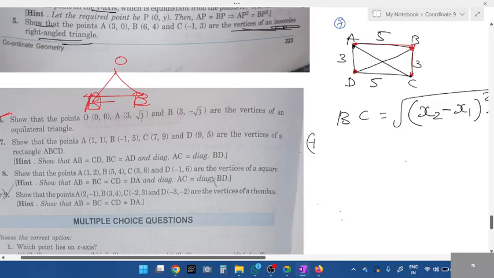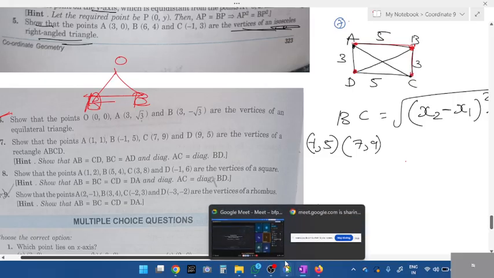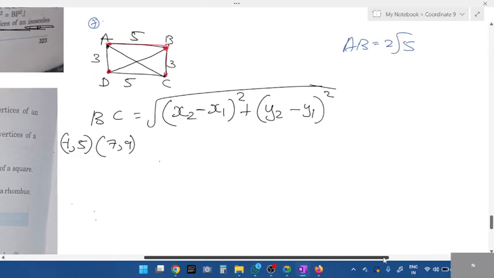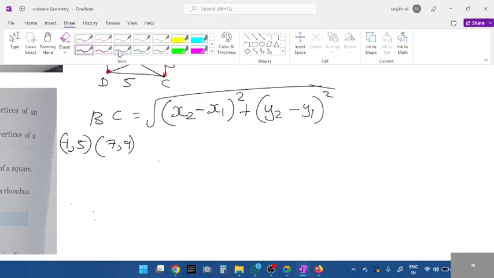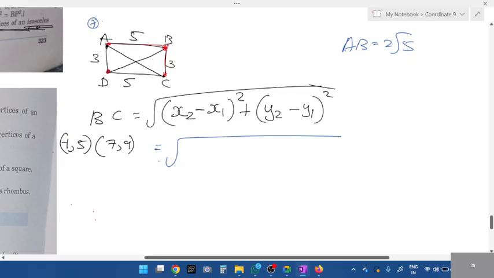We need to write it down. Minus 1 comma 5, and what is C value? 7 comma 9. Then what's the next step? No, no. I want you to tell which one you take x1 y1. That is the second step. Which is x1 y1? First go with x1 y1. Don't skip, Delicia. Tell me properly x1 y1. The next one x2 y2. Tell me the formula. Substitute.